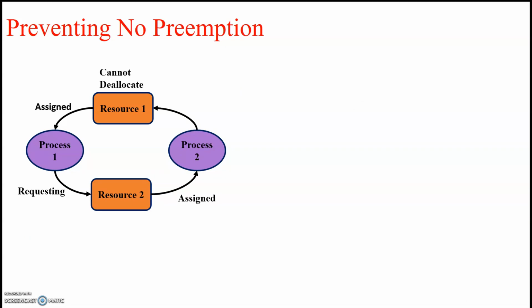Now the next point is preventing no preemption. The second condition is no preemption. Now how to prevent this? First, we cannot deallocate the resource. That is where no preemption was true. That means we cannot forcefully take out a particular resource from a process. It has to be the process which holds that resource that voluntarily gives up that particular resource. So here, if you just check, no preemption is true.